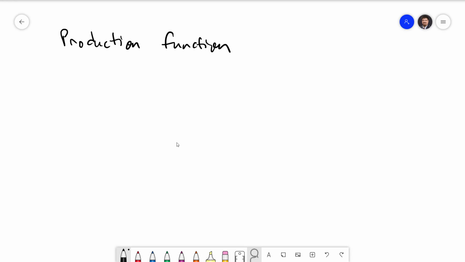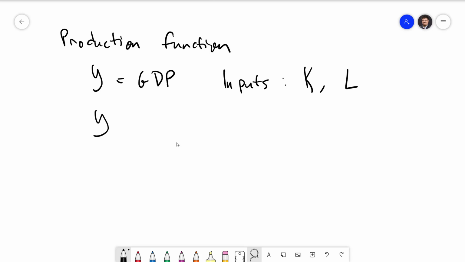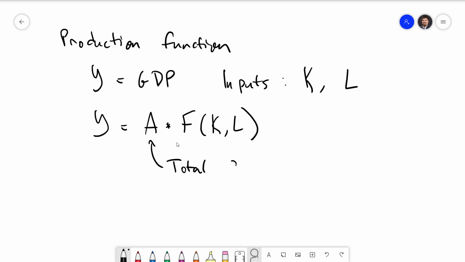Just like we have before, we're going to use the variable Y to represent the GDP of a country. We're going to use two inputs, capital and labor. K stands for capital, I think because C is already taken as cost, and L stands for labor. Here, L will be the total number of workers available in the economy. We write out a production function as Y equals A times F of K and L. F is a function of K and L, and A is what we call total factor productivity.